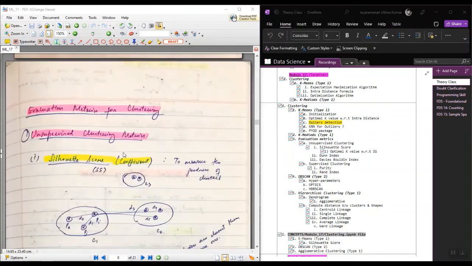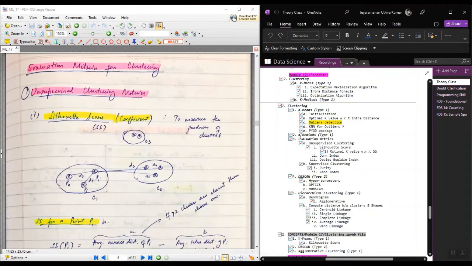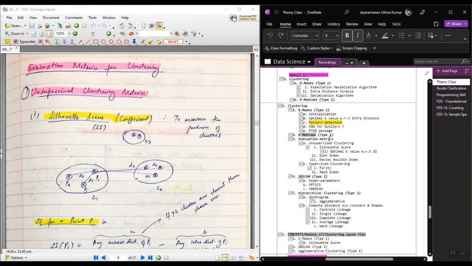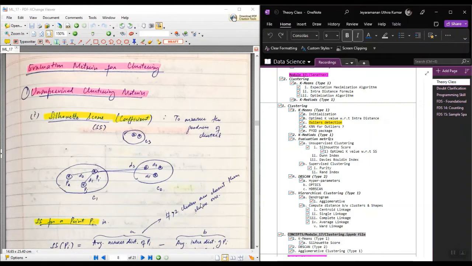Right. So we also discussed K-Medoids, which uses the median point in the cluster to create the clusters in the data set, right? So next we will talk about the evaluation metrics. How do we evaluate the accuracy of the particular cluster which we have created?